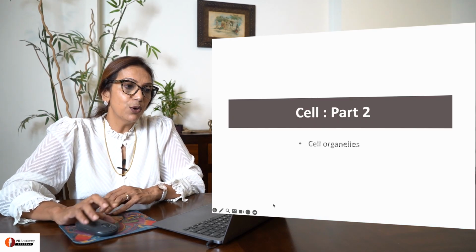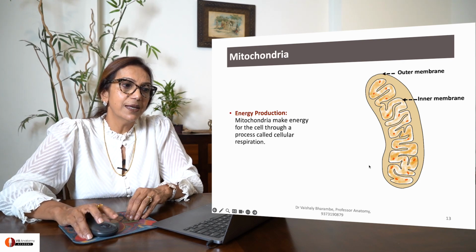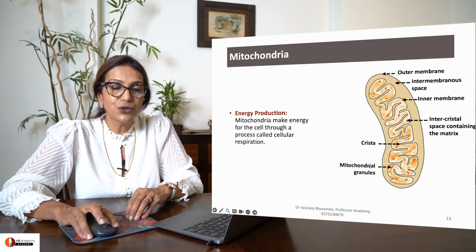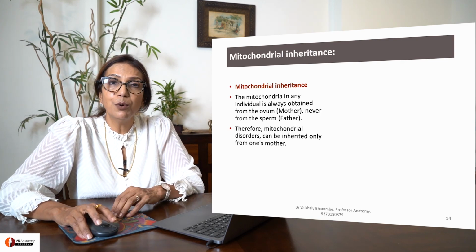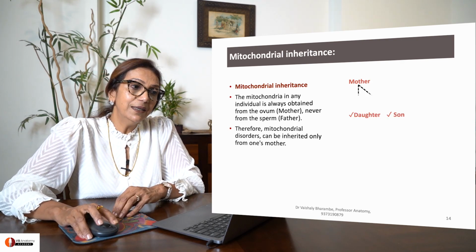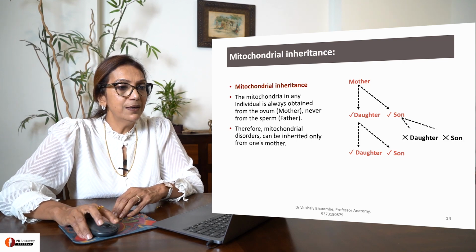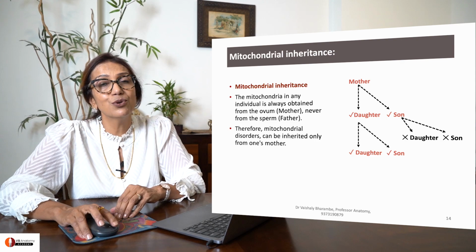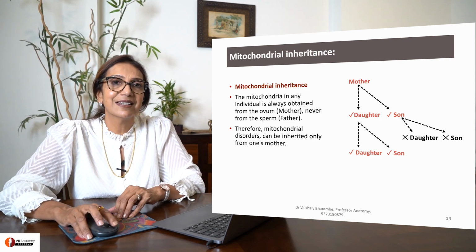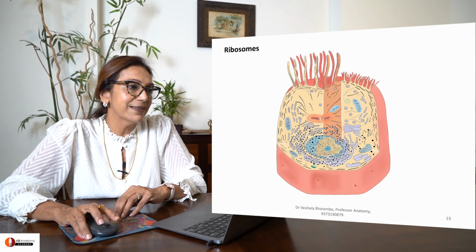Cell part 2 is all about cell organelles, such as the mitochondria and its various parts and functions. Mitochondrial inheritance, a very peculiar form of inheritance where the mother can pass the disease to her children, son and daughter, but the son cannot pass the disease to his daughter and son. What is this? How is it? Why is it? That's what is mitochondrial inheritance.